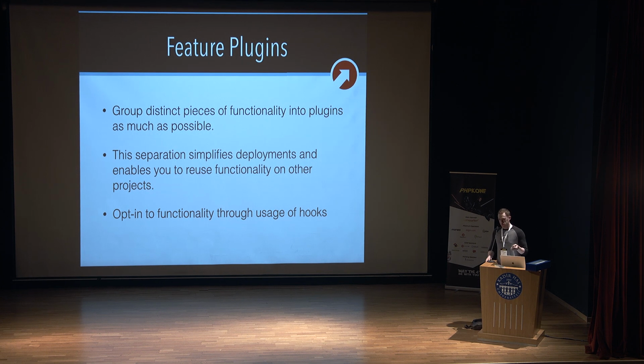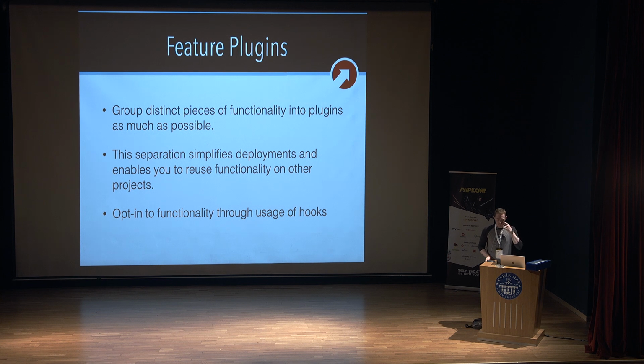We group distinct pieces of functionality into feature plugins. We find this simplifies deployments and simplifies development. It lets engineers work on different plugins and not clash, instead of building a monolithic application. We then opt into the usage of those plugins through hooks. That prevents a situation where, if this plugin's not active, the site fails, or you have to activate plugins in a weird order to make sure your site works. Opt into functionality through the usage of hooks, and group functionality into feature plugins. That is the way to go.